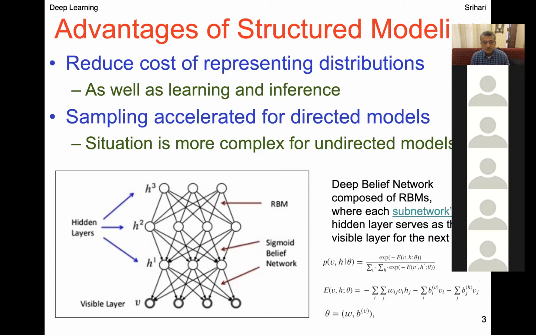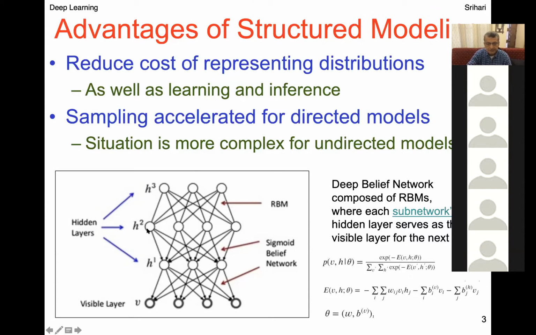So we reduce the cost of representing the distributions as well as learning and inference. Once we have the network, if we want to infer a value, it's computationally more feasible in a network like this. And we can also sample in these kinds of models. This is a particular example of a deep belief network composed of what are called restricted Boltzmann machines. This layer, for instance, is an RBM here.